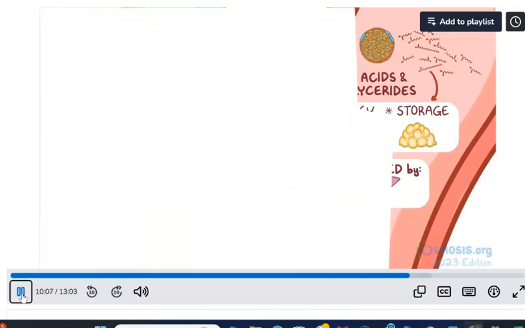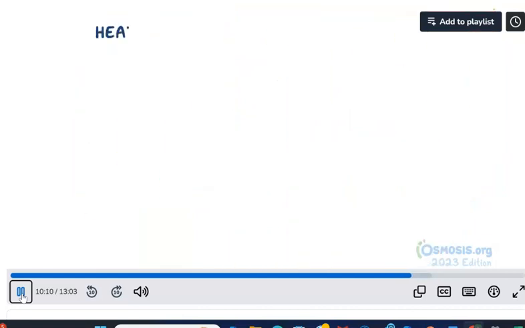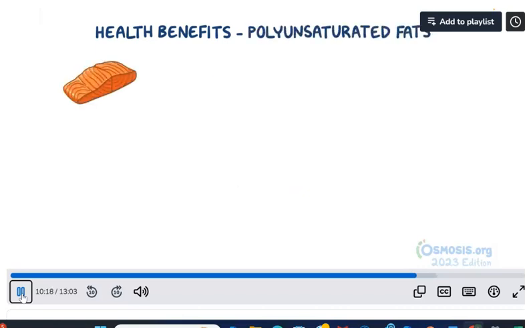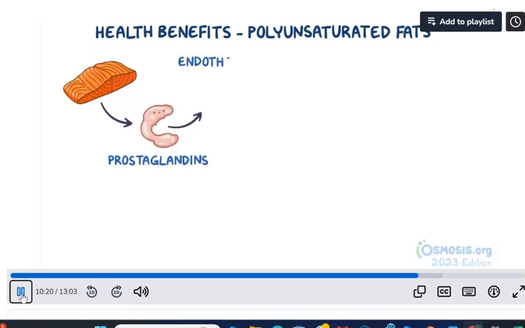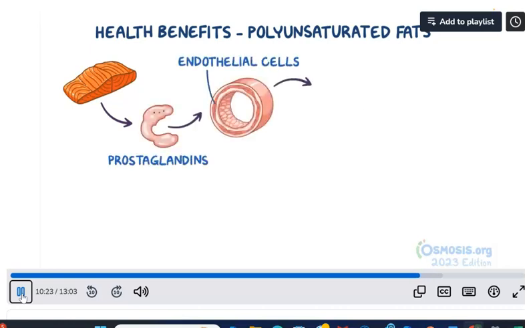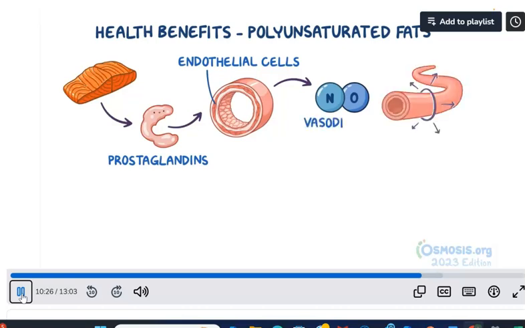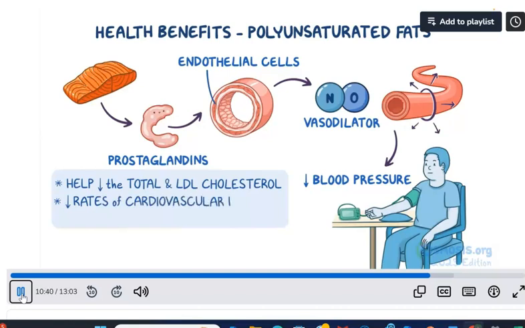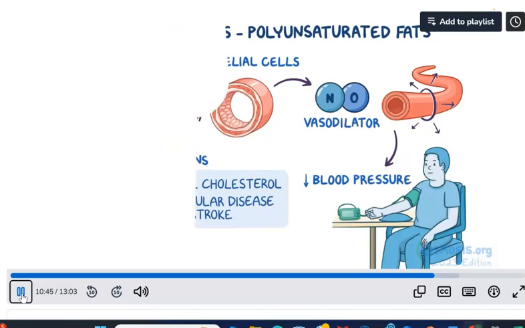Now, fats play a super important role throughout the body. They have a huge number of health benefits, and those benefits can vary by the type of fat we eat. For example, polyunsaturated fats are precursors for hormone-like molecules called prostaglandins that stimulate endothelial cells that line blood vessels to release nitric oxide. Nitric oxide is a vasodilator, so that decreases resistance to blood flow and in turn lowers blood pressure. Polyunsaturated fatty acids can also help reduce the total and LDL cholesterol, and that's linked to lower rates of cardiovascular diseases like heart attacks and stroke.